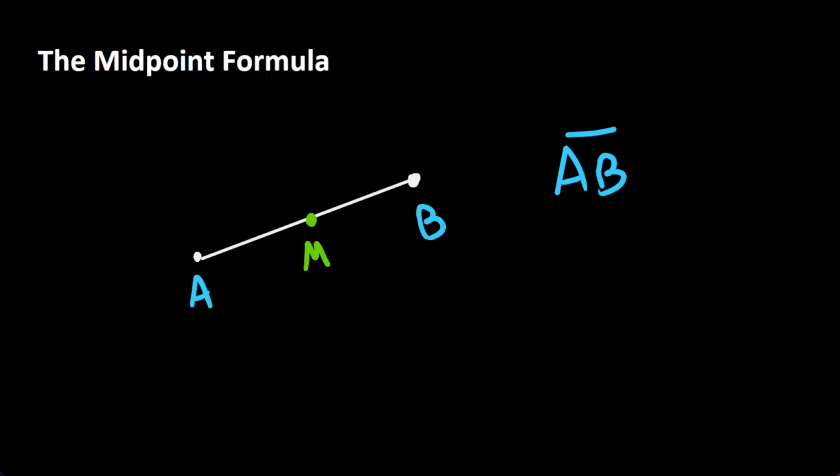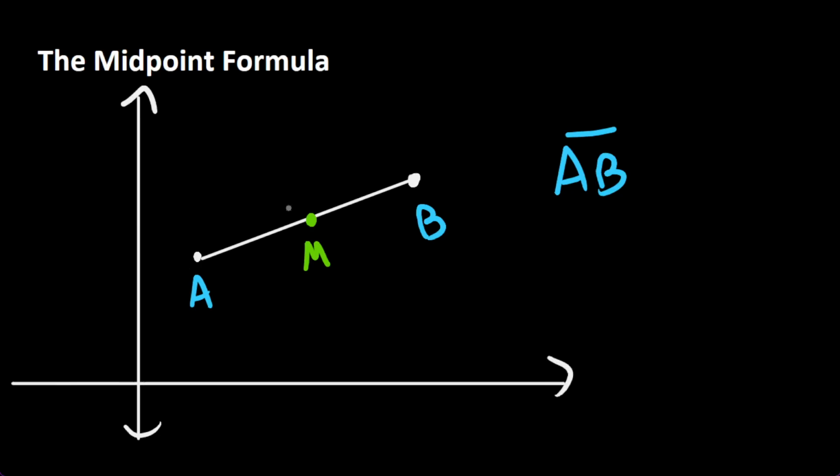So let's say that this was all on a coordinate system. So imagine this was all on a coordinate system, on a graph. We graph these points, and say, for example, A has the coordinates 2, 4, and B has the coordinates 8, 6. And we were asked to find the coordinates of M right here. What are the coordinates of M?